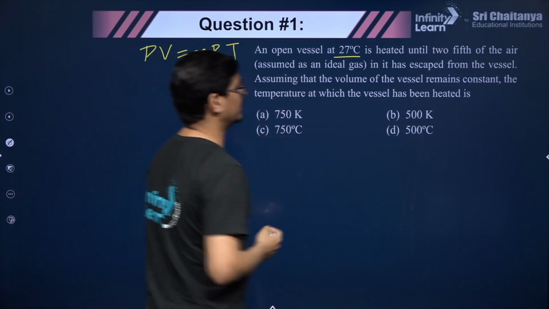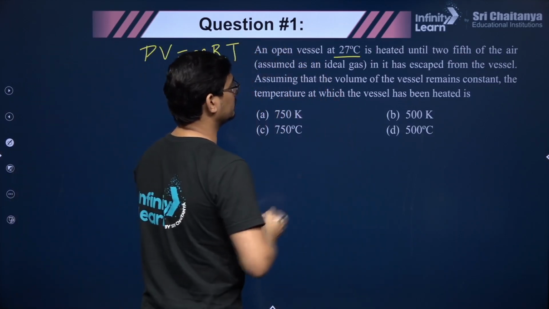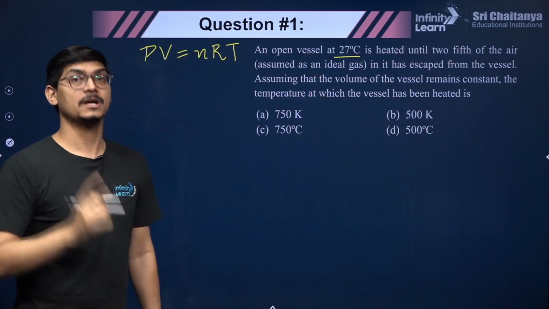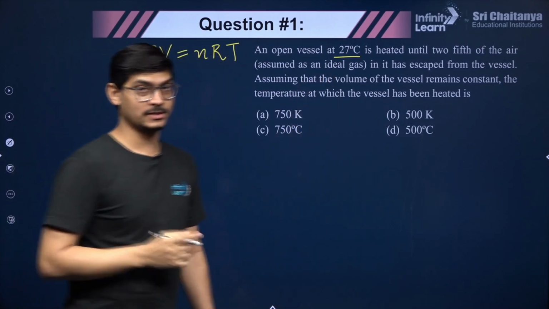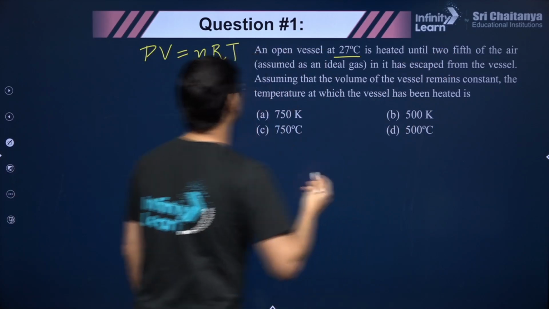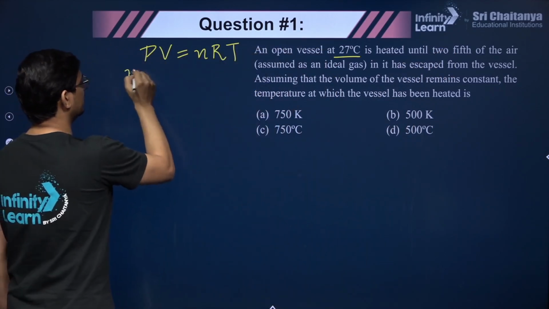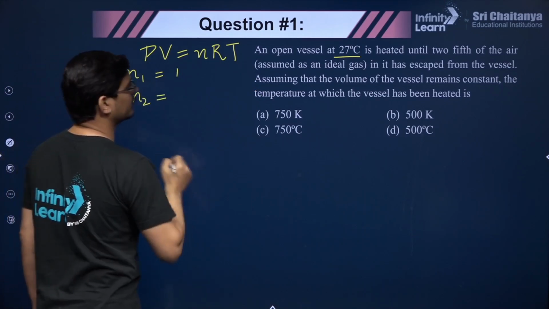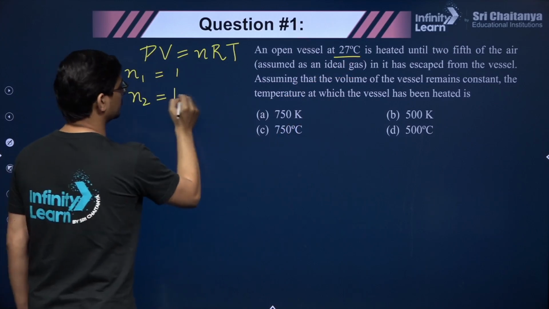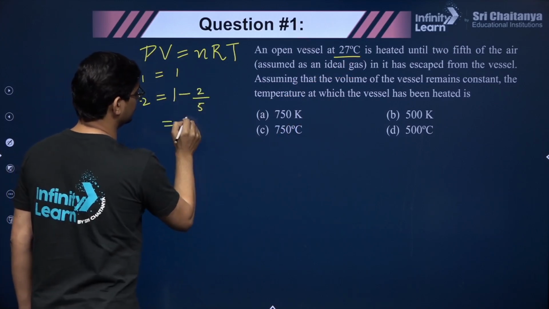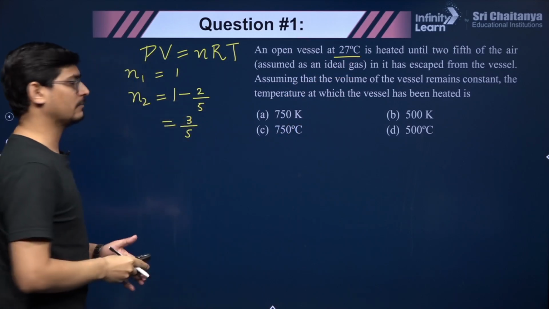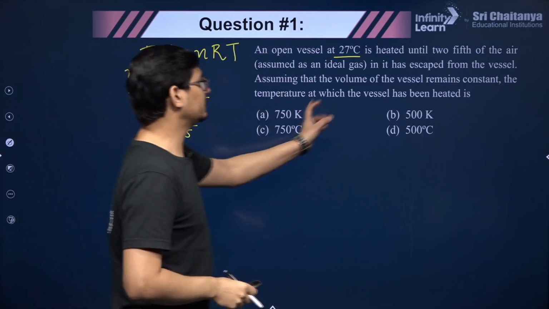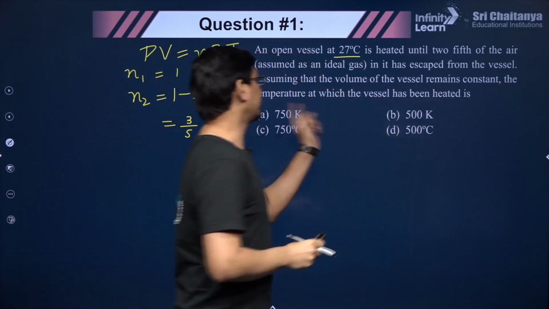Now read this question carefully. An open vessel, right, at 27 degrees Celsius has been heated until 2/5 of the air escapes. One more tip, if they talk about a fraction like in this question, we will take the initial amount of air as 1, that will be sufficient. Initial amount of the air as 1, and the final amount of the air, the 2/5 has escaped from the vessel. So 2/5 will have escaped, and this will be 3/5. So we can say the initial number of moles of the gas was 1 and the final number of moles is this 3/5. Okay.